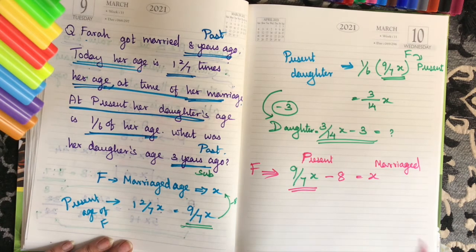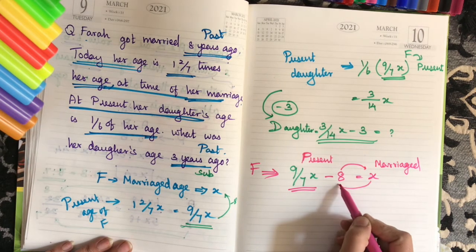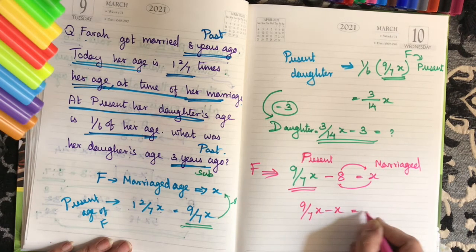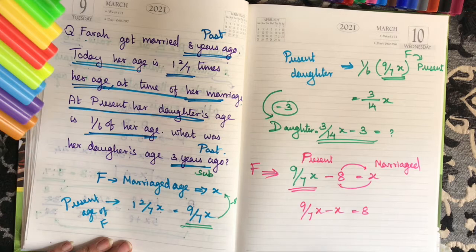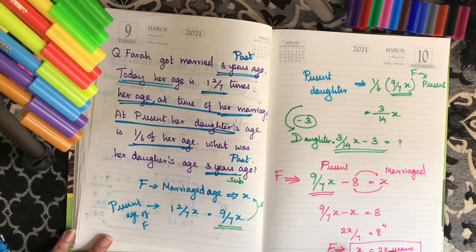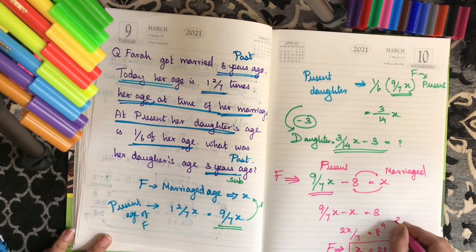Right? So I'm just replacing this one here and this one here. So 9 by 7 x minus x, which is nothing but the 8. So 2x by 7, which is nothing but 8. So x is ultimately equal to 28 years. We have found the x value, okay, that is 28 years. 28 years is the x value.